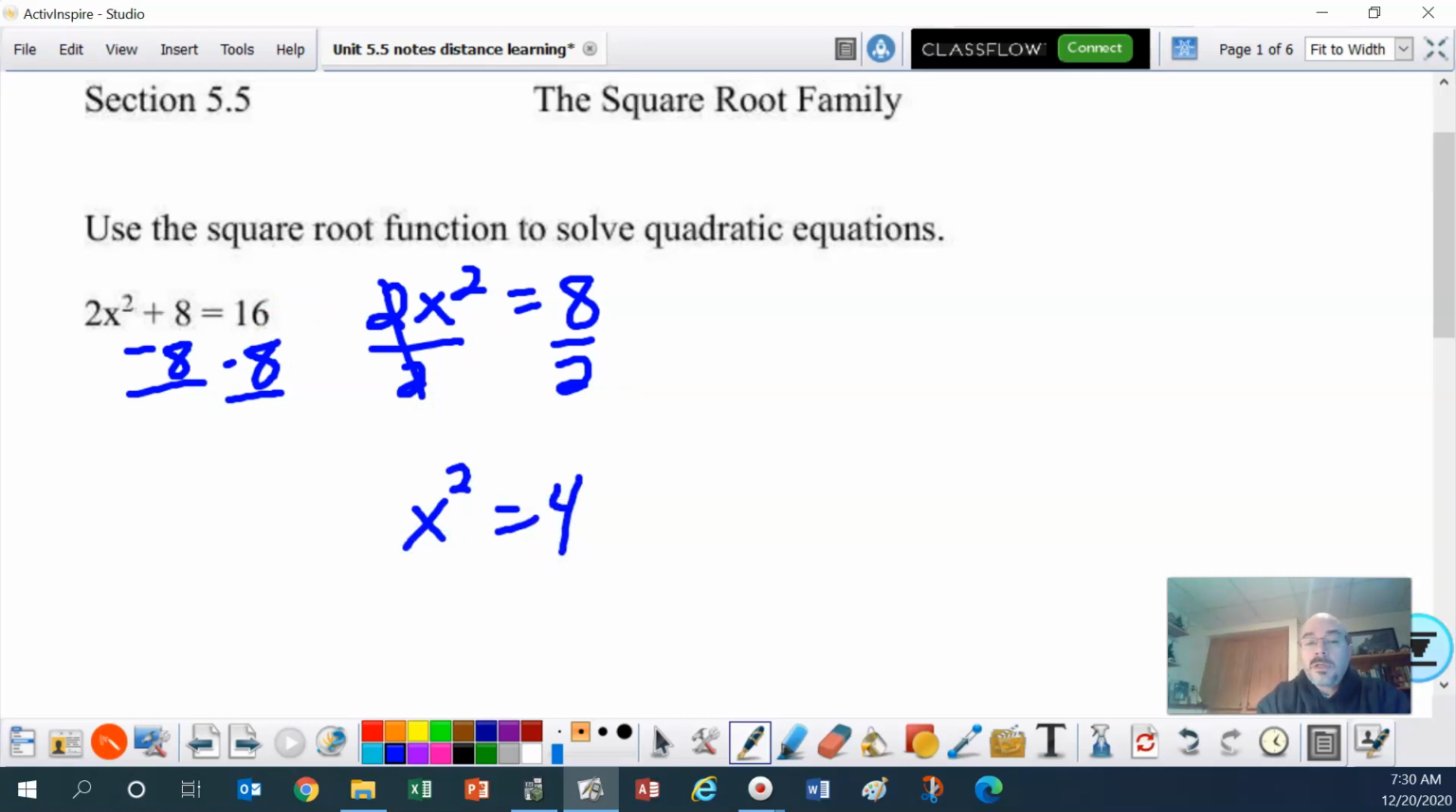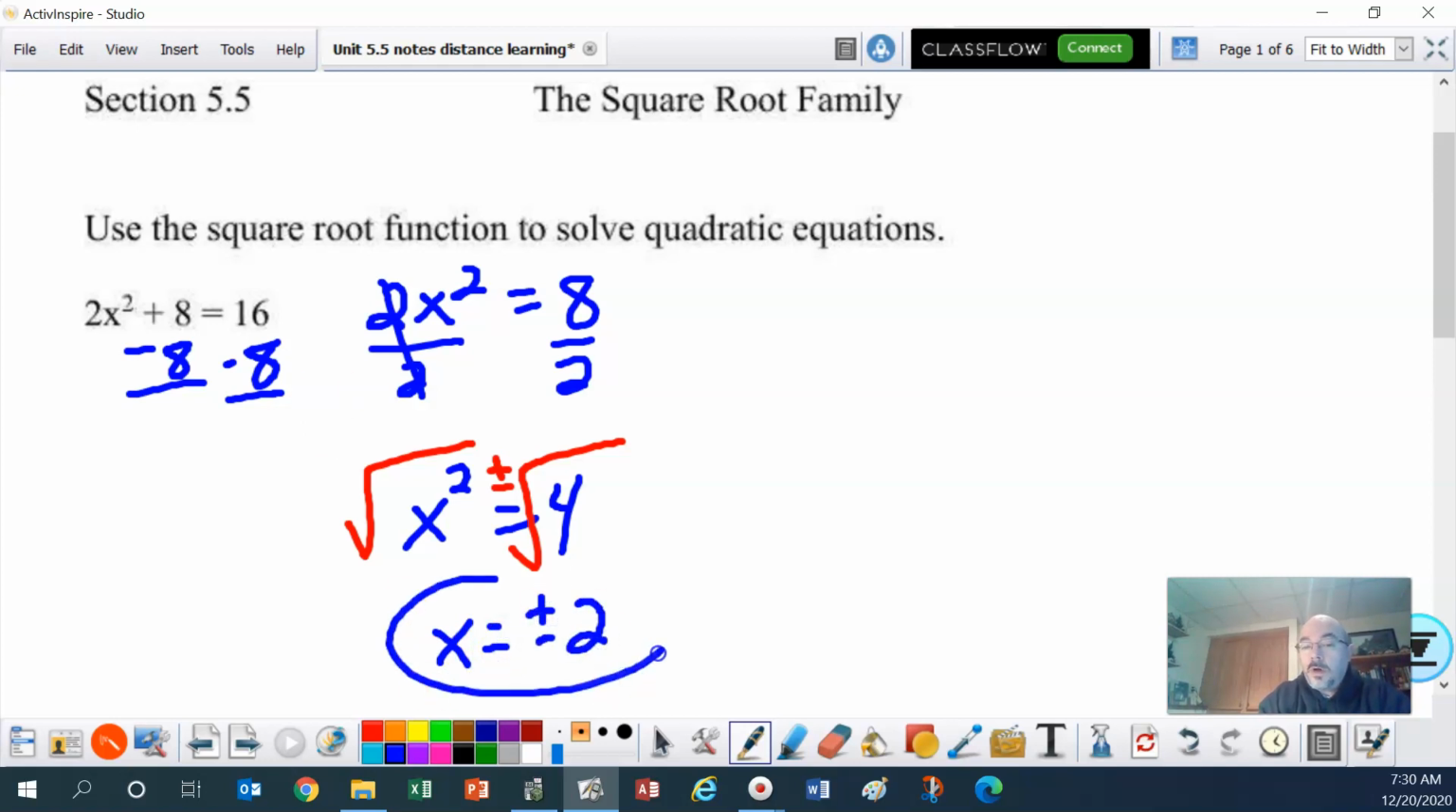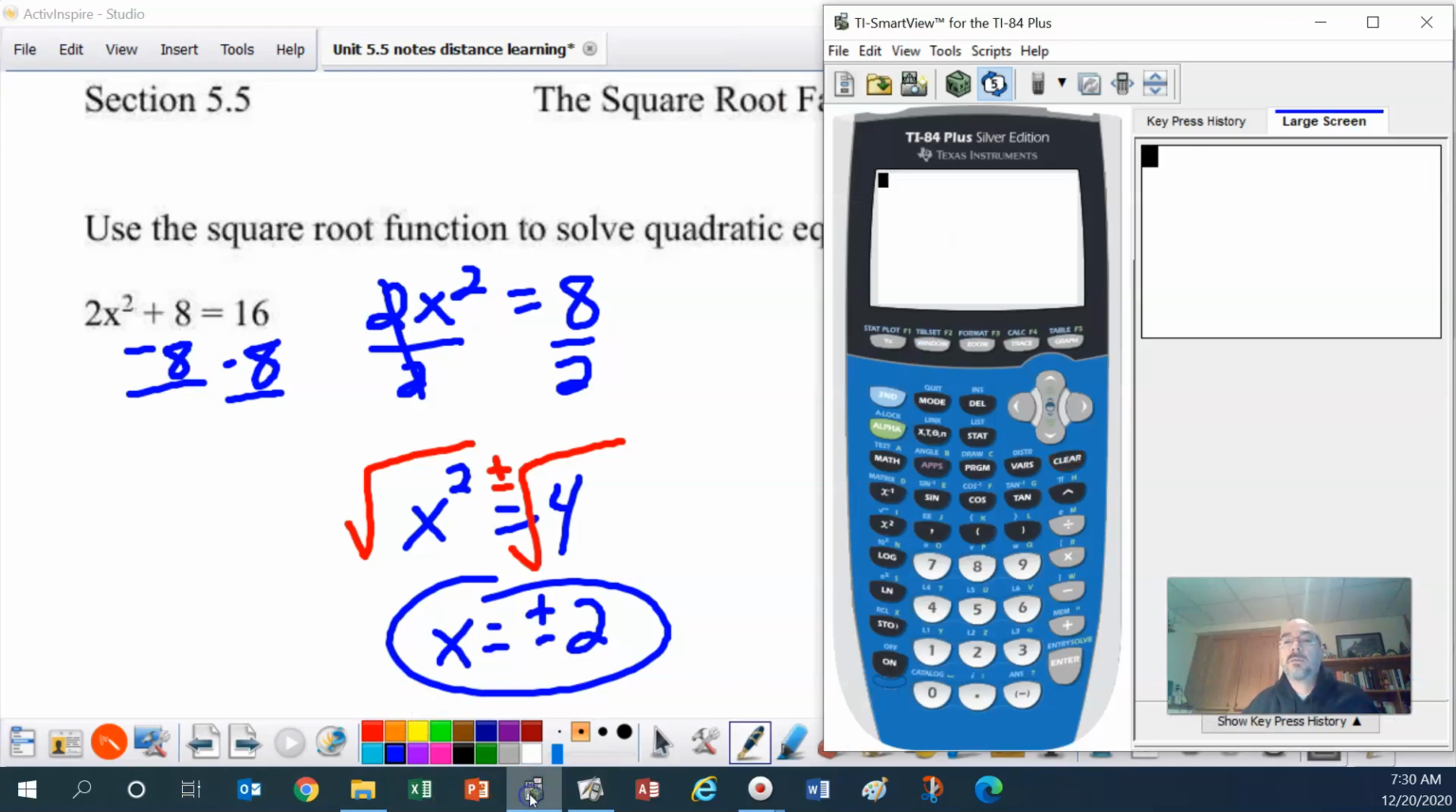And then remember, to get rid of a square, you take the square root. When you do that, you need to put a positive and negative in front on the right side. So our final answer is x equals positive and negative 2. There are two answers. You're going, well, why are there two answers? Let me demonstrate with the calculator when I check it.